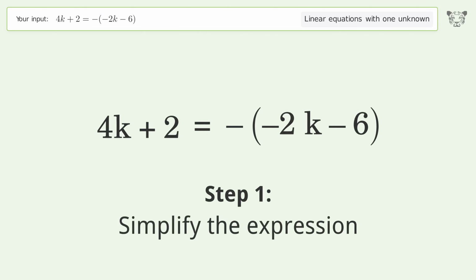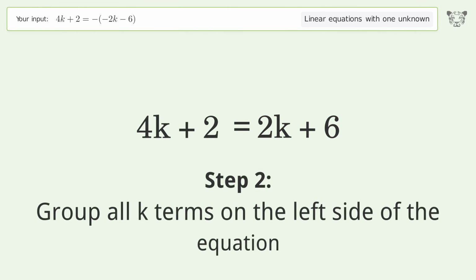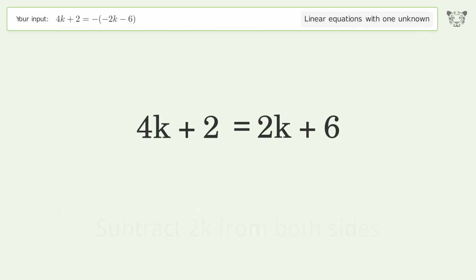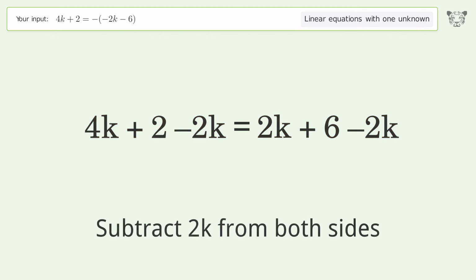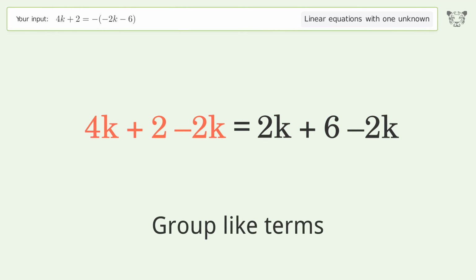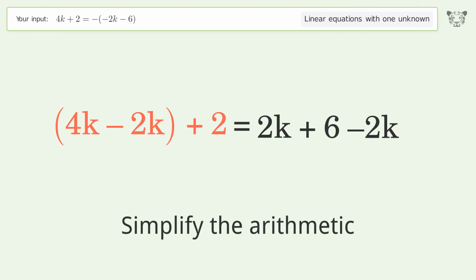Simplify the expression. Expand the parentheses. Group all k terms on the left side of the equation. Subtract 2k from both sides. Group like terms. Simplify the arithmetic.